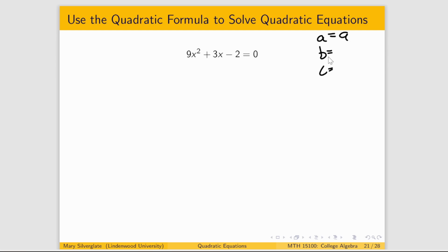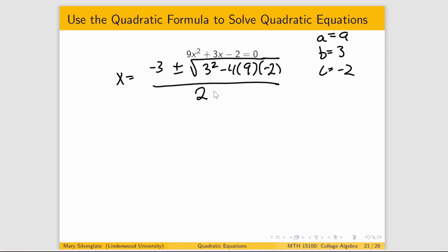So in this case, a is 9, b is 3, and c is negative 2. And then you want to plug it in. So x is opposite of b, plus or minus the square root of b squared minus 4ac, all over 2a. I should have written that in general too. And the faster you memorize that formula, the easier your life will be. The formula is never going away.